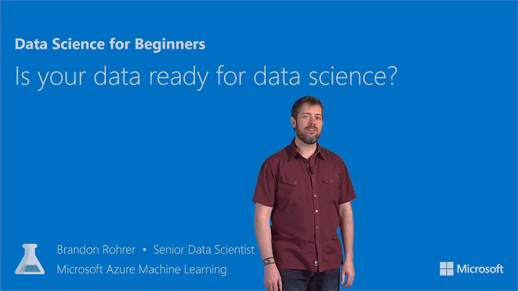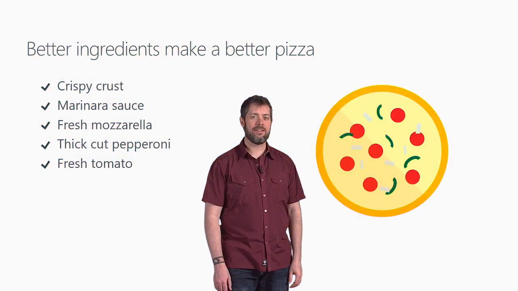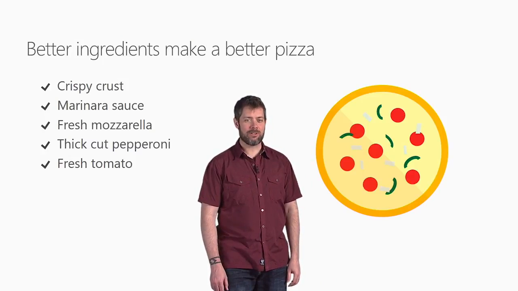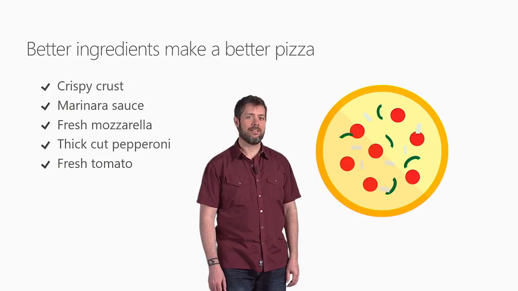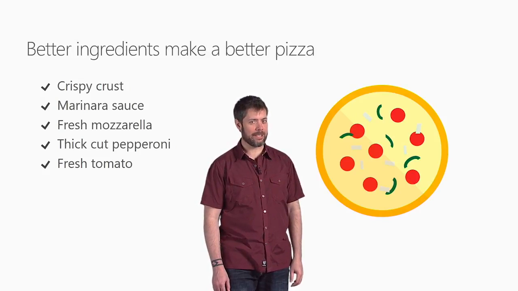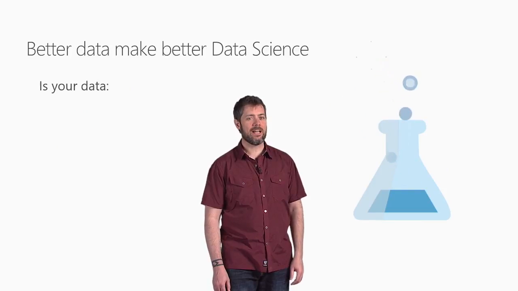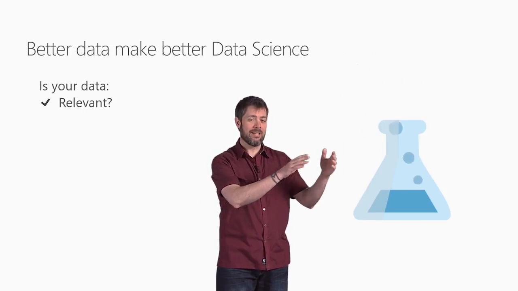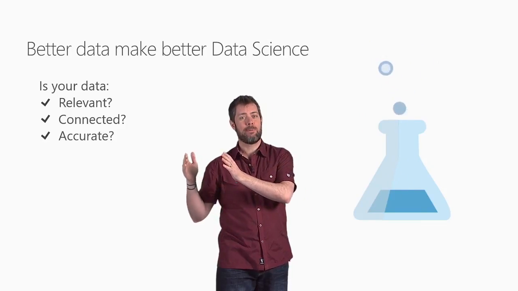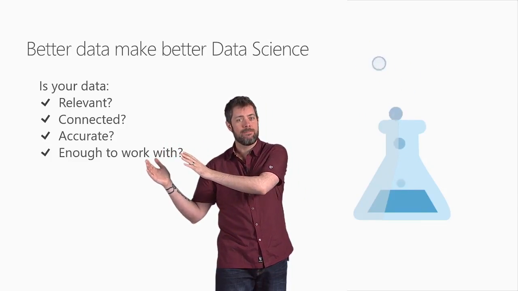Before data science can give you the answers that you want, you have to give it some high-quality raw materials to work with. Just like making a pizza, the better ingredients you start with, the better the final product. So in the case of data science, there are some ingredients we need to pull together. We need data that's relevant, connected, accurate, and we need to make sure we have enough of it.